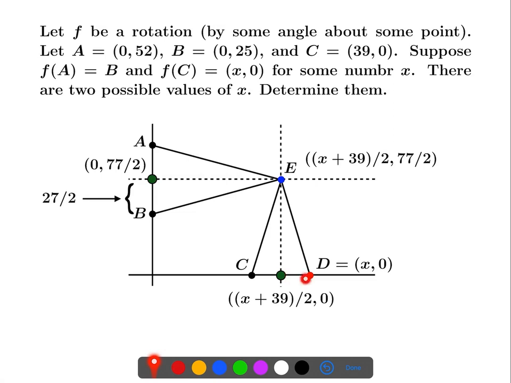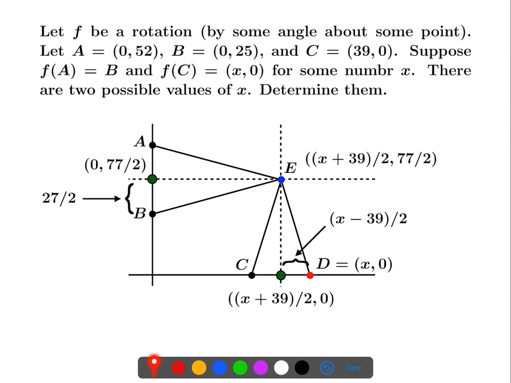Let's do the same thing down here. Use these two triangles again. So I want to know this length. Well, this is x on the x-axis. This is (x + 39)/2. So I want to take x minus this, or 2x/2 minus this. And that's going to give me (x - 39)/2 for that length. So that's, again, just x minus this. So I have that length.